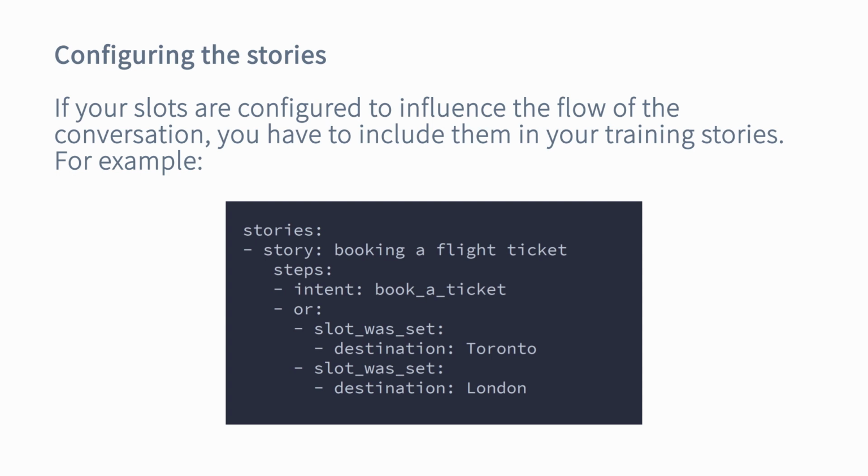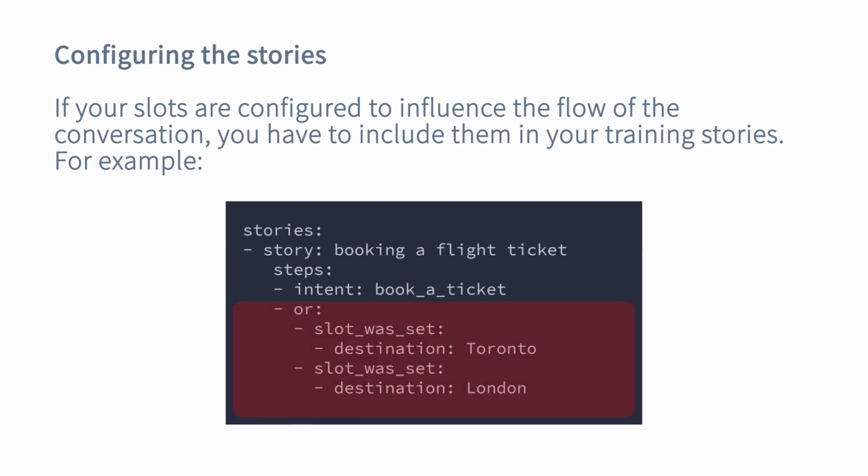This can be done by including steps slot was set inside of your training stories and providing the details about the slots and the values that should be set at specific state of the conversation. For example, here we have a story booking a flight ticket, which represents the situation where a slot destination has to be filled after a user asks for a flight to be booked.